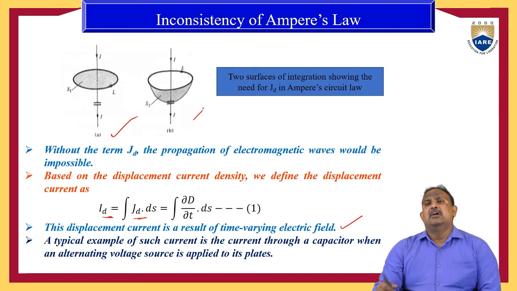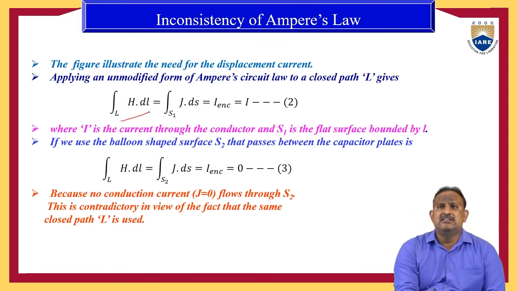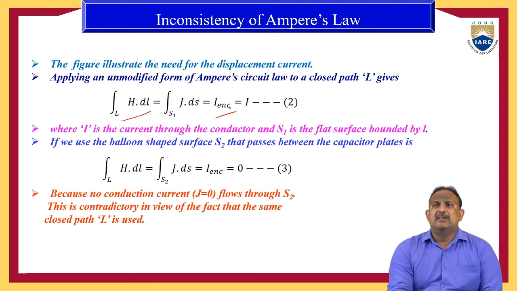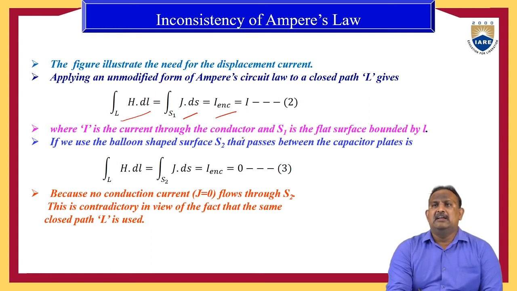According to Ampere's circuit law, the line integral of H into dl equals I enclosed. We can write I enclosed as the current, and current can be expressed through current density. So the surface integral over S1 of J into ds is equal to the current enclosed, which is equal to current I, where I is the current through the conductor and S1 is the flat surface bounded by the current I.